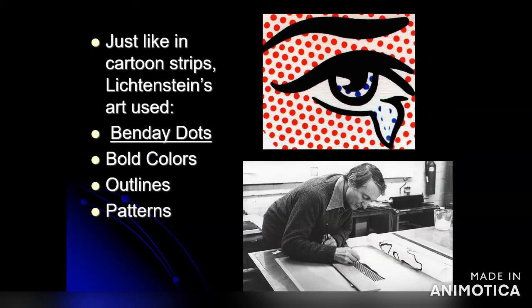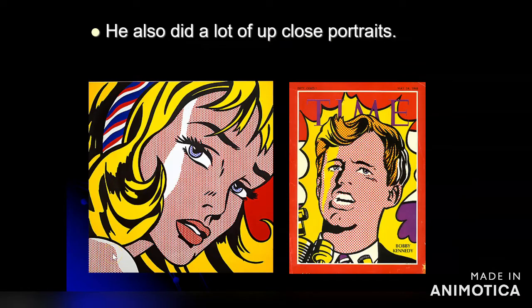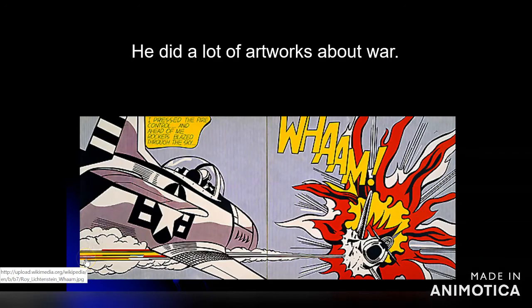Now, just like cartoon strips, he also used little teeny dots in all of his paintings, really bold colors, outlines, and patterns to create some of his artwork. He also did a lot of close-up portraits. Now, these are some examples of close-up portraits, and again, they are comic book-like. He did a lot of pieces about things that were happening at the time, like war, history pieces. He did a lot of things like that.